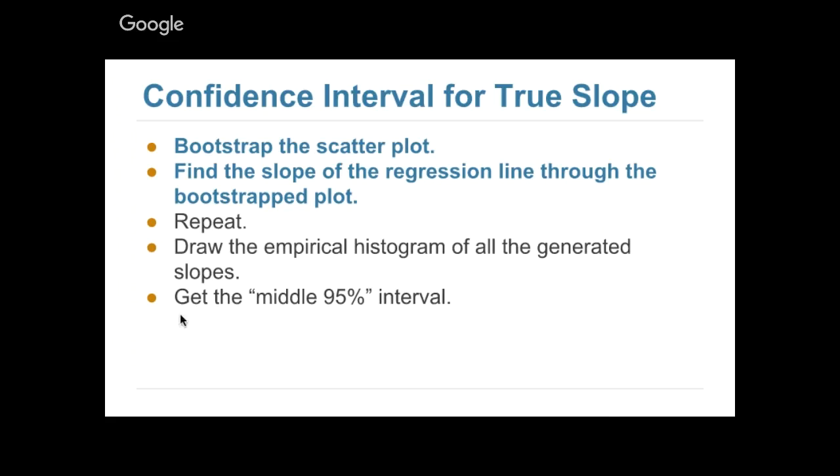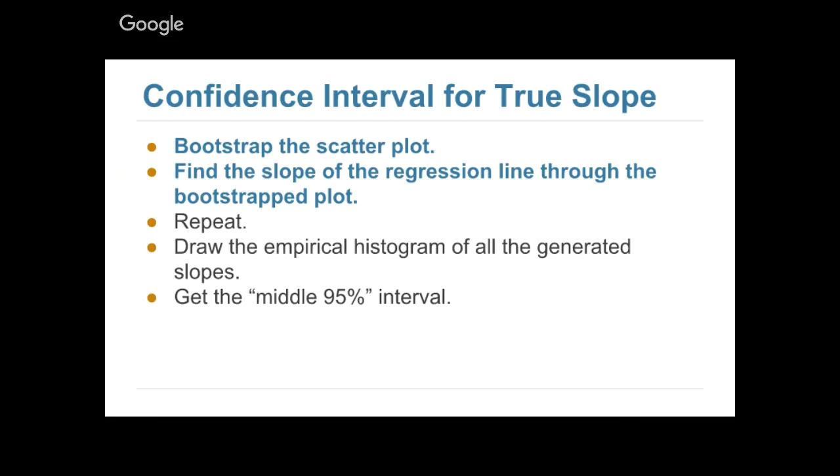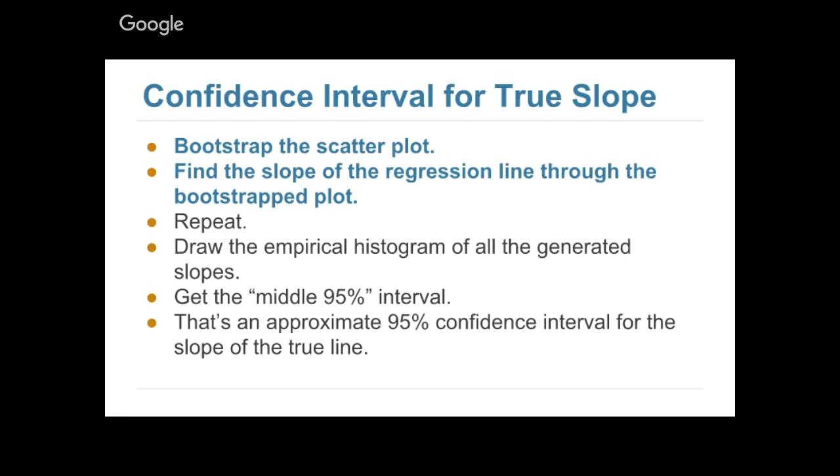We can get the middle 95% interval of those slopes. That gives us a range of slopes that we think the population slope is in. Let me show you how that works. This is an approximate 95% confidence interval. This is how we created a confidence interval, pretty similar to how we did it before. We just bootstrap the slope instead of bootstrapping the mean. Let's try it out.